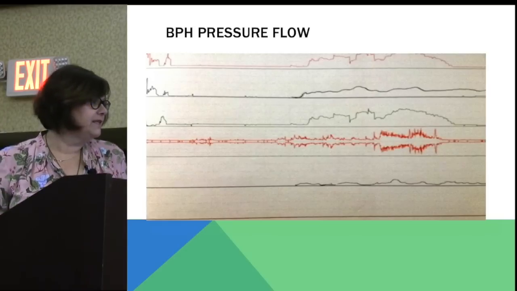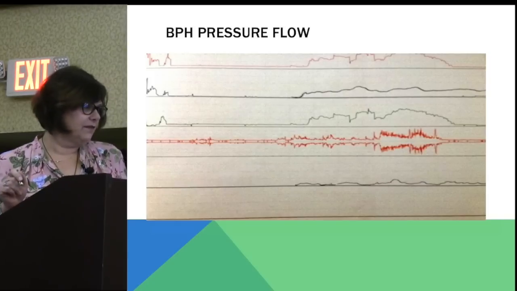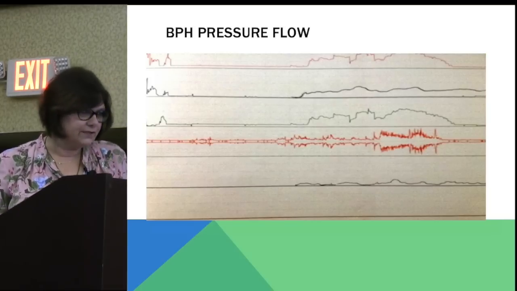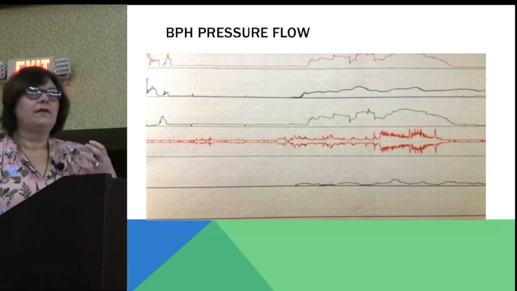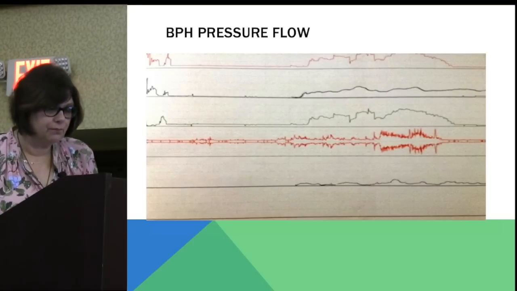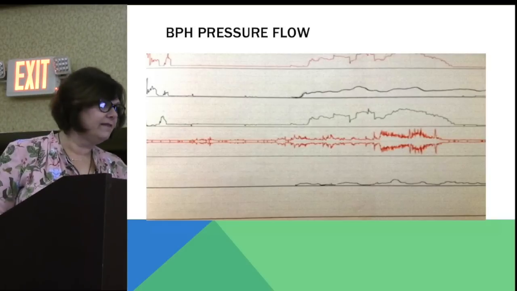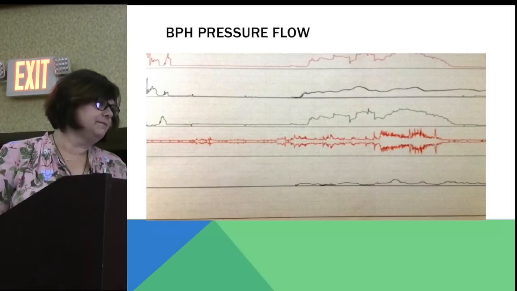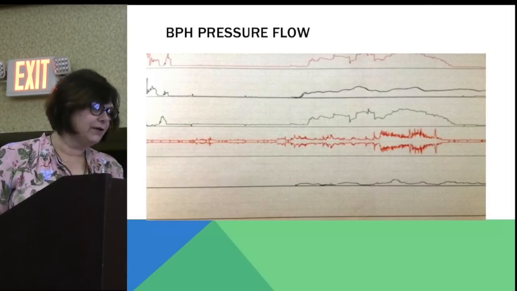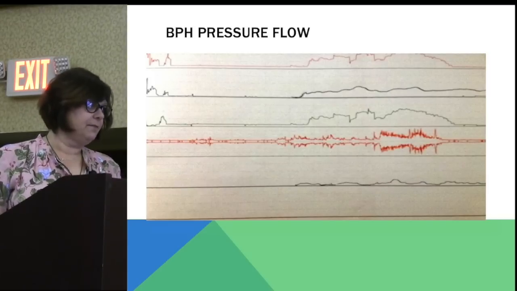All right, and this is a BPH pressure flow. So you can see the top red line is cut off a little bit there, but that's the vesicle pressure, the patient's trying to squeeze to go. The second line is abdominal pressure, so often they're bending over, trying to push harder to empty their bladder, so that's why you've got some pressure on the abdominal line there. And then you can see the vesicle or the detrusor pressure next below there. It's not a real steady pattern, and it's rather high pressure to try to get that bladder empty.